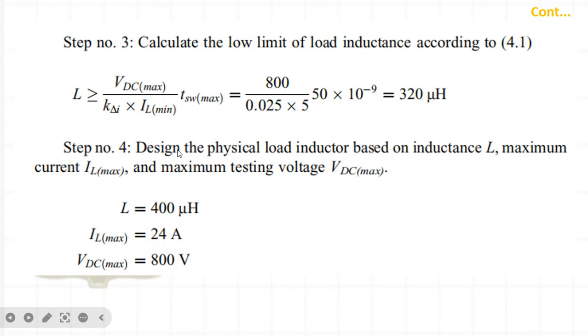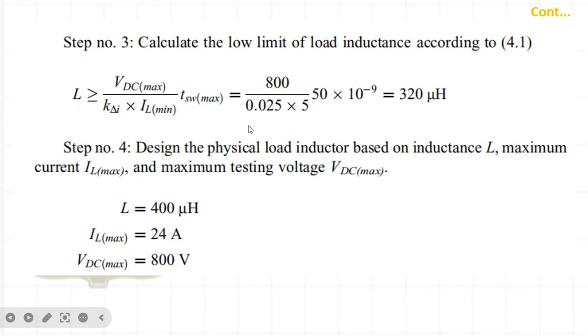Now, an important thing: if you are practically selecting the inductance, how do you design it? The L value is 320 micro Henry, and I can choose greater than 320 micro Henry, up to 400 micro Henry. But for this inductor, what should be my IL and VDC? For designing purposes I have considered VDC maximum and IL minimum. But when we practically buy an inductor with this value, I have to take IL maximum and VDC maximum. Keep this in mind, this is important.